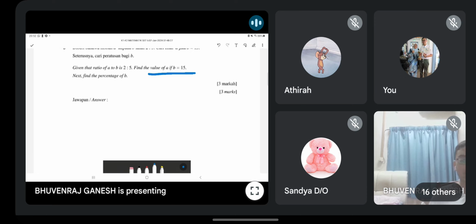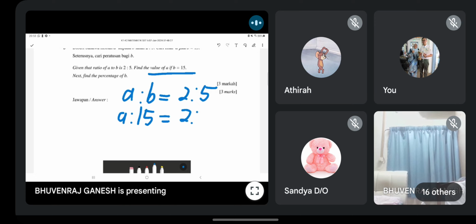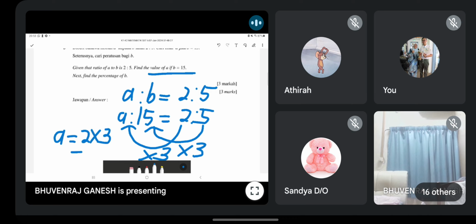The rest also can try. What is the value of A if B equals 15? Yes, very good. A is 6. Okay, A to B, 2 to 5. Now, they tell you that B is 15. 2 to 5. So, 5 darab 3, kamu dapat 15. So, 2, kamu darab 3, kamu akan dapat A. So, A equals 2 times 3 equals 6. Kamu dah selesaikan.